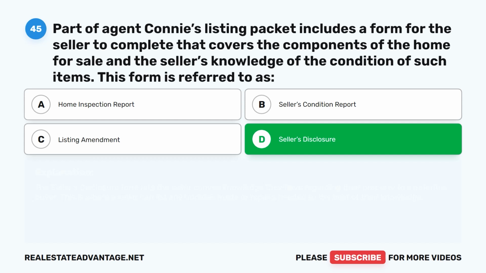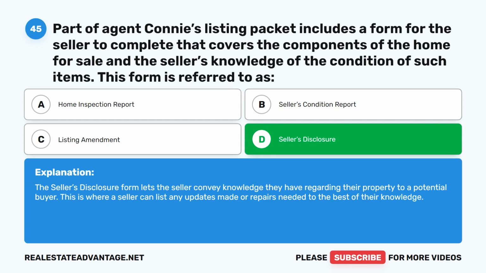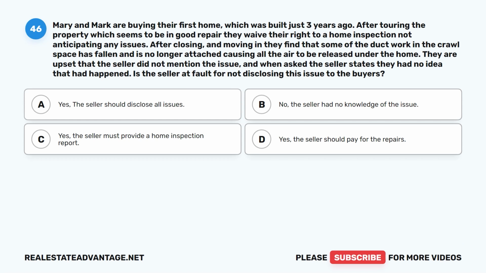Seller's disclosure. The seller's disclosure form lets the seller convey knowledge they have regarding their property to a potential buyer. This is where a seller can list any updates made or repairs needed to the best of their knowledge. Question 46. Mary and Mark are buying their first home, which was built just 3 years ago. After touring the property, which seems to be in good repair, they waive their right to a home inspection, not anticipating any issues.